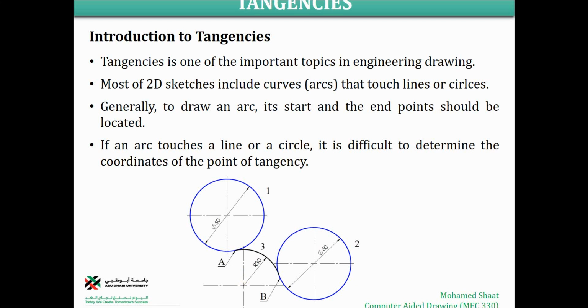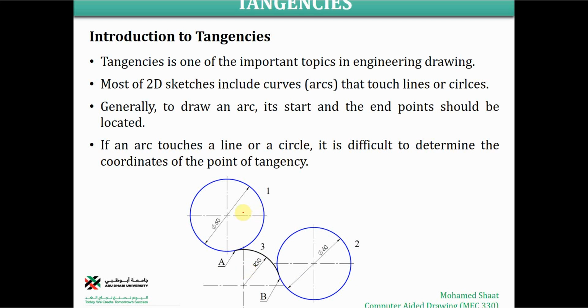So what does it mean? It means that to draw the arc, you're going to use the same tool and the same concept that we used for drawing a circle. You have to locate the center point first, then you open the compass with the radius, which is 30 millimeters, and simply draw the circle or the arc, which will automatically be tangent to the two circles.